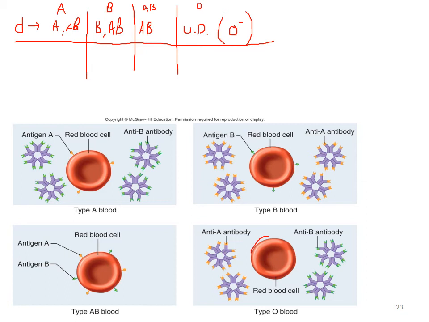If I was O positive and I went into any of the negative bloodstreams, I would have that reaction to create the anti-Rh or anti-D antibodies.